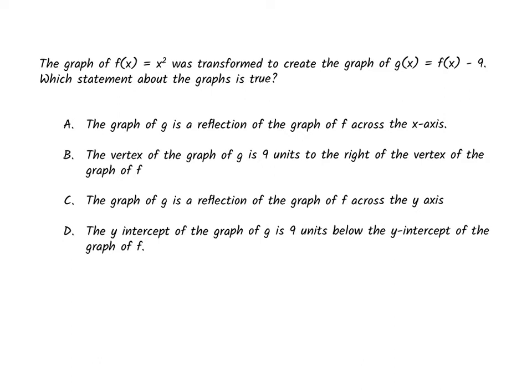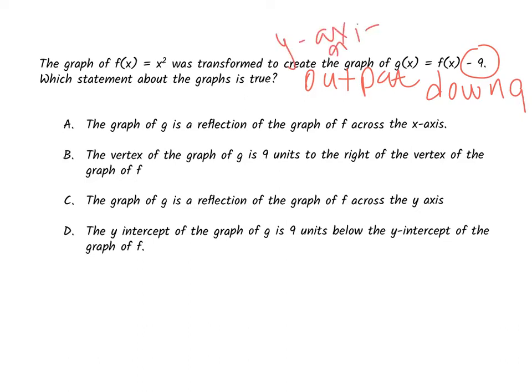So the first thing I notice is this is outside the parentheses, so I am talking about output. And I am subtracting 9, so that's going to go down 9 units. Okay, so output, I'm thinking about the y-axis, the vertical change, and subtracting will send it down. Okay, so let's go through each of these, and I'm also going to go ahead and write what this rule would be.